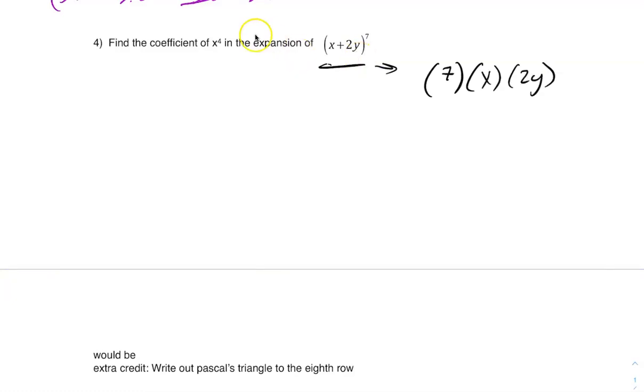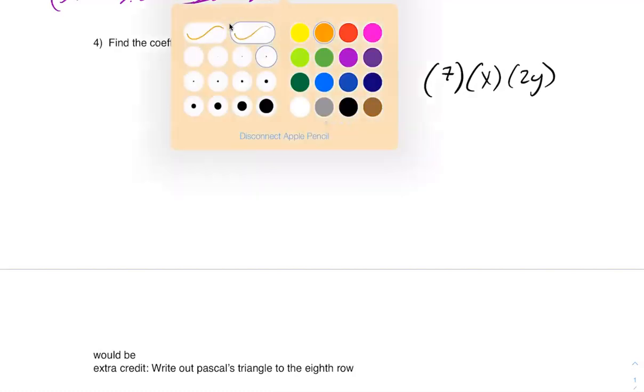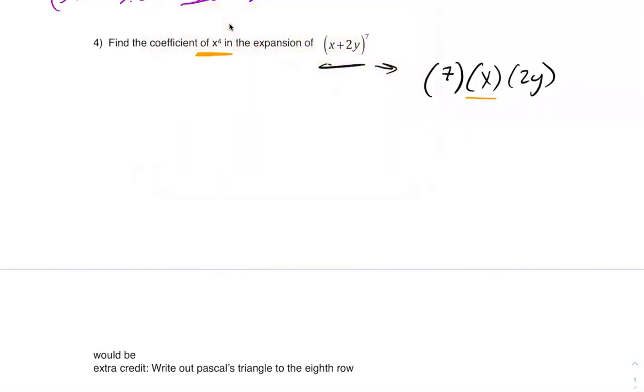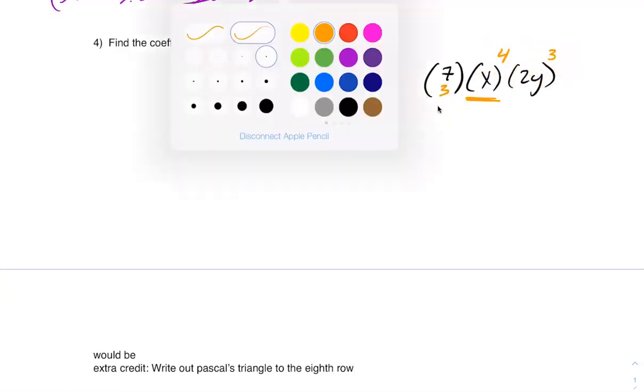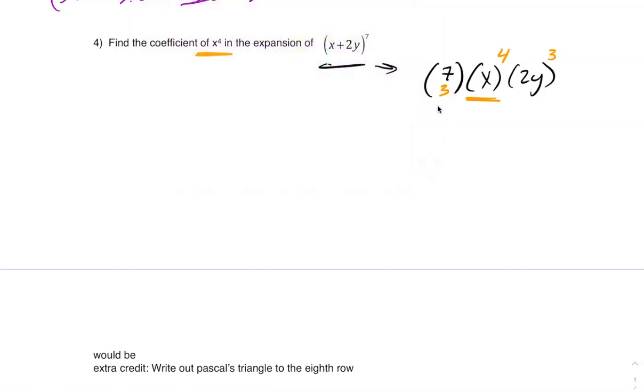And what do they want? They want x to the fourth. So that dictates what your power is going to be. So my x here, I want it to be the fourth power. That lets me know that if that's a 4, what power has to be here? A 3. And if that's a 3, that makes this a 3. Now, after that, we just expand it all the way. So this will be x to the fourth. This will go to both. So 2 to the third is 8. Y to the third. And then 7 choose 3.